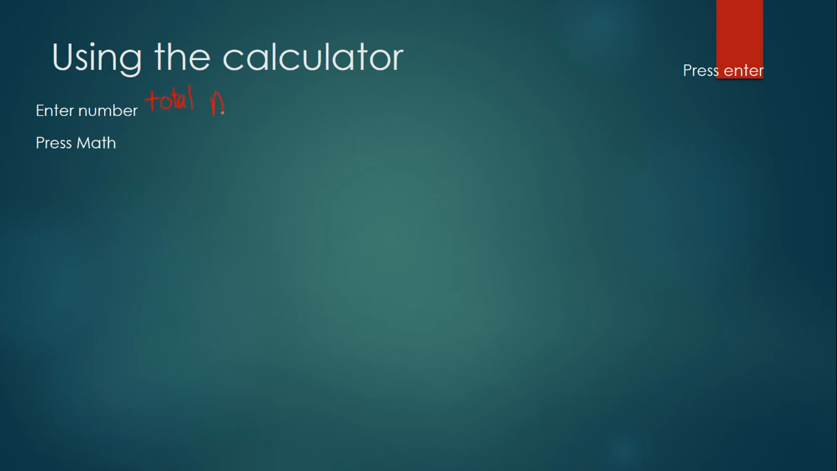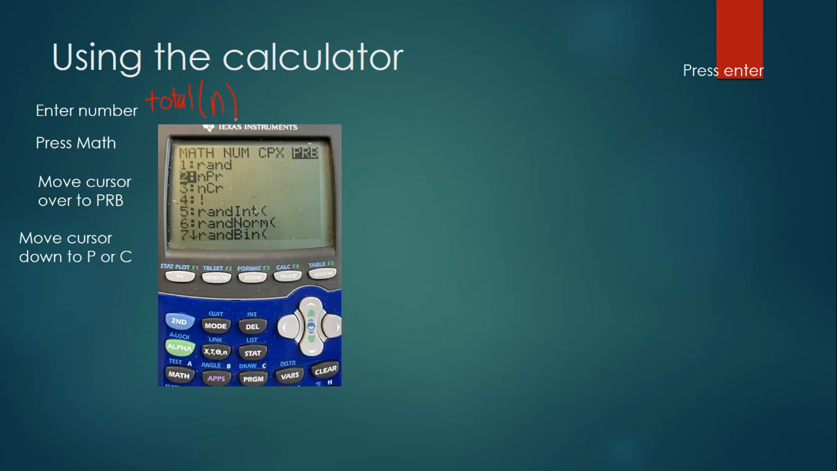So this is my n. We're going to enter my n, and then I'm going to press math. Then I'm going to move the cursor over to PRB, and I'm going to move the cursor down to either P or C. So here we go. Let me show you what I mean. This is what comes up when I press math. The math key is right here under alpha. Then I'm moving it over to probability. And right here, do you see the nPr? That's my P formula. And here is my C formula.